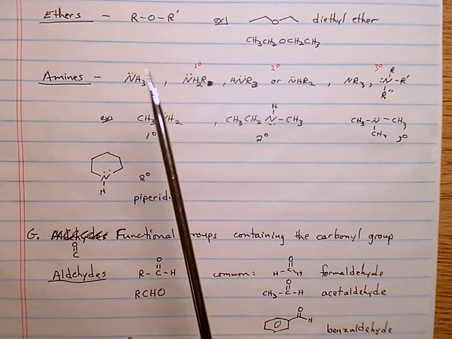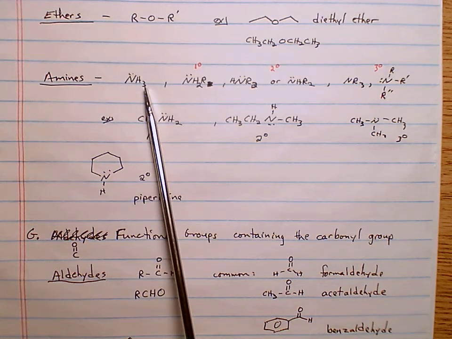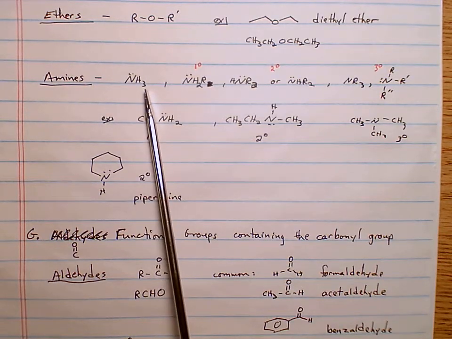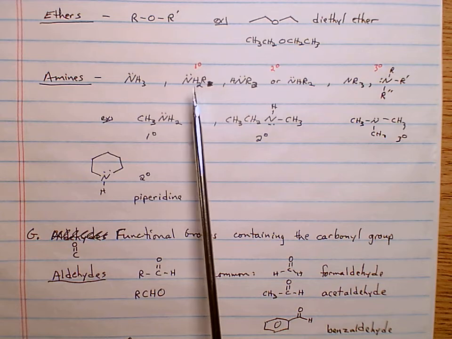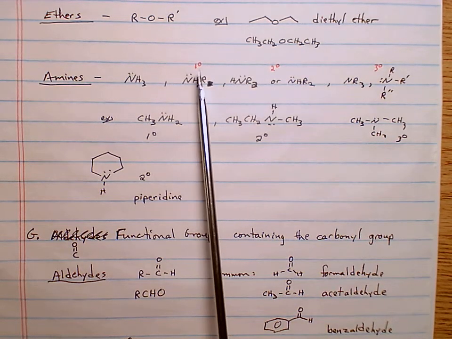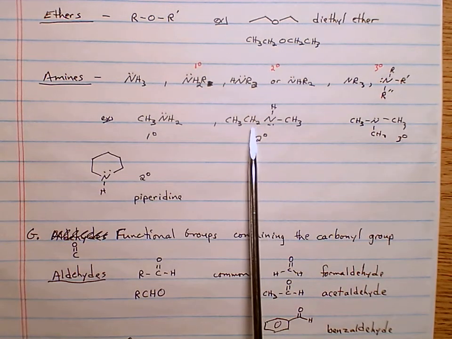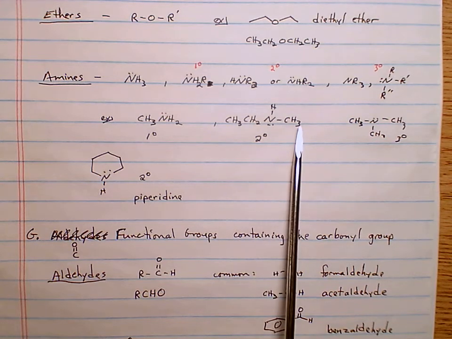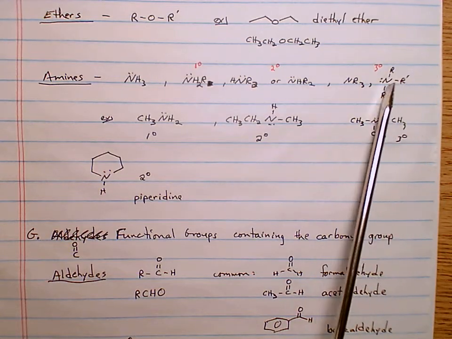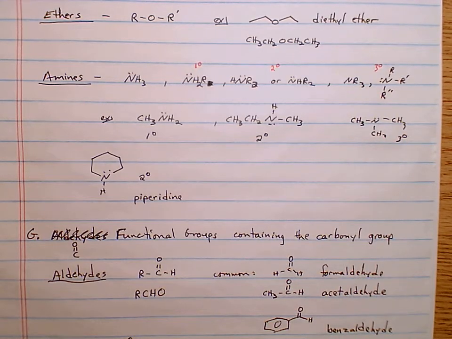An amine: nitrogen bonded to 3 things is an amine. So you can have NH3 as ammonia. You could have nitrogen bonded to 2 hydrogens and 1 other R group, like a CH3. That'd be a primary amine. Nitrogen bonded to 2 R groups, such as a CH2CH3 on one side and a CH3 on the other side, is a secondary amine. The nitrogen bonded to 3 R groups, 3 normal carbons, that's a tertiary amine.